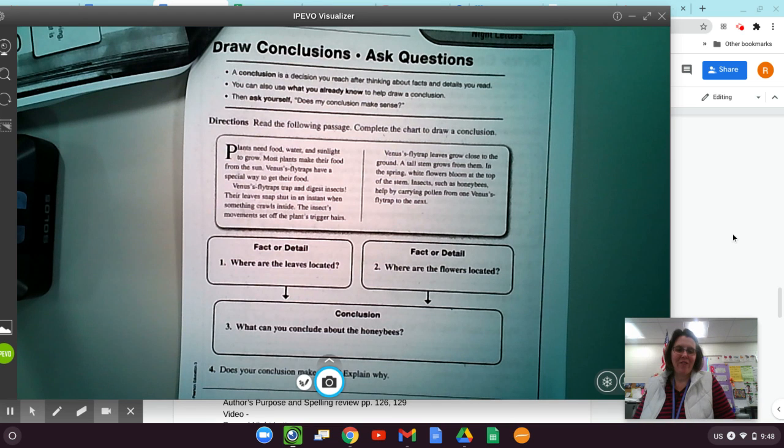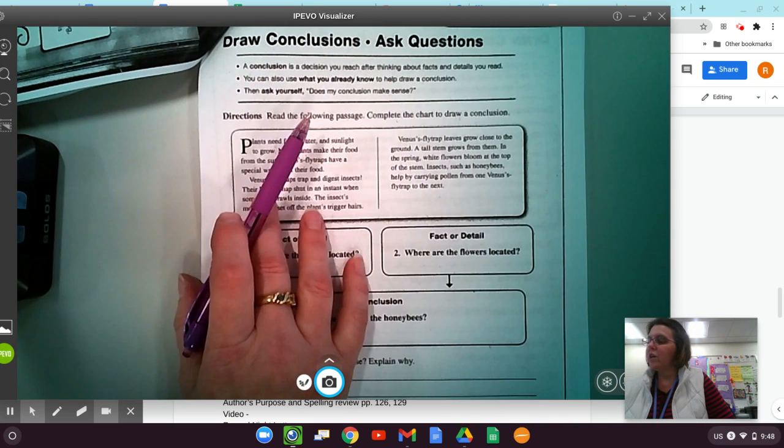Hi, third graders. We are today talking about drawing conclusions and asking questions. So please make sure you have your paper in front of you. Make sure you have a pencil. And we're going to go through the top and the directions and talk about this a little bit. Here we go.